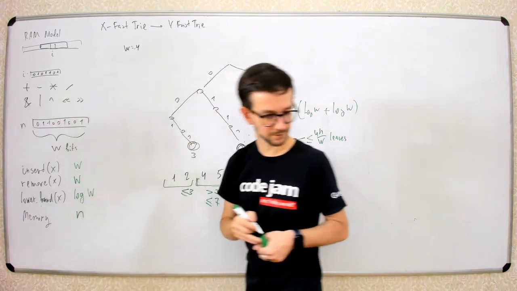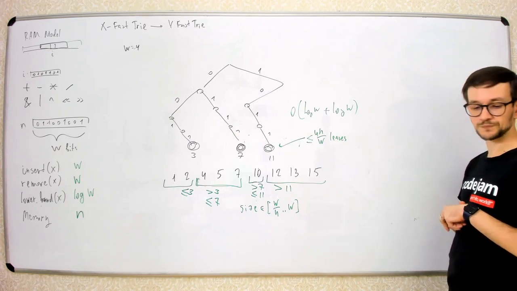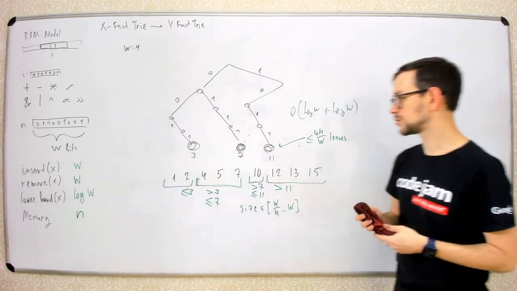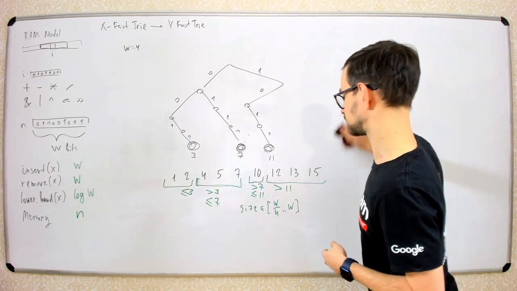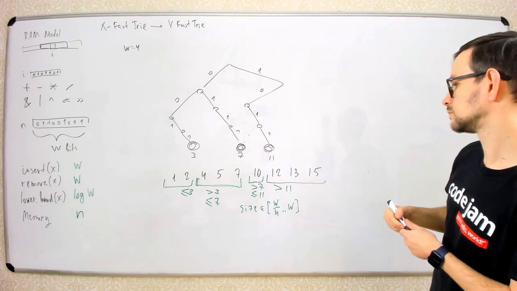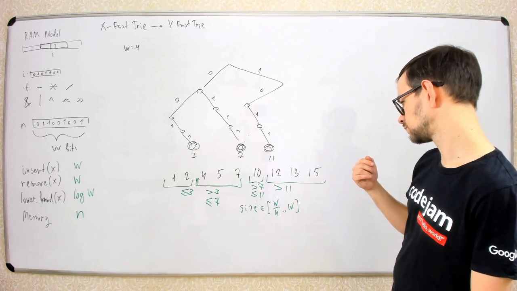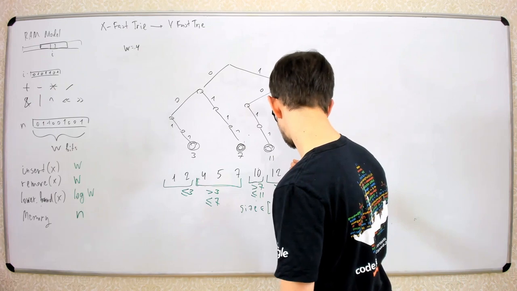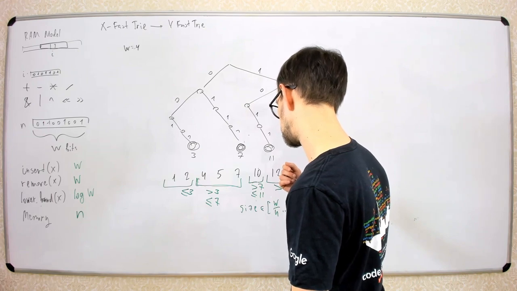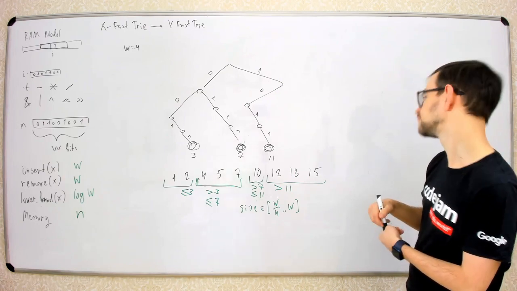Okay, let's update this. Good. And finally, we need to update the insert and remove operations. So what happens when you insert a new element? Let's try to insert something. Let's try to insert 8, for example. 8 will be here. Can I insert something to make it overflow? Okay, let's insert 6, for example.